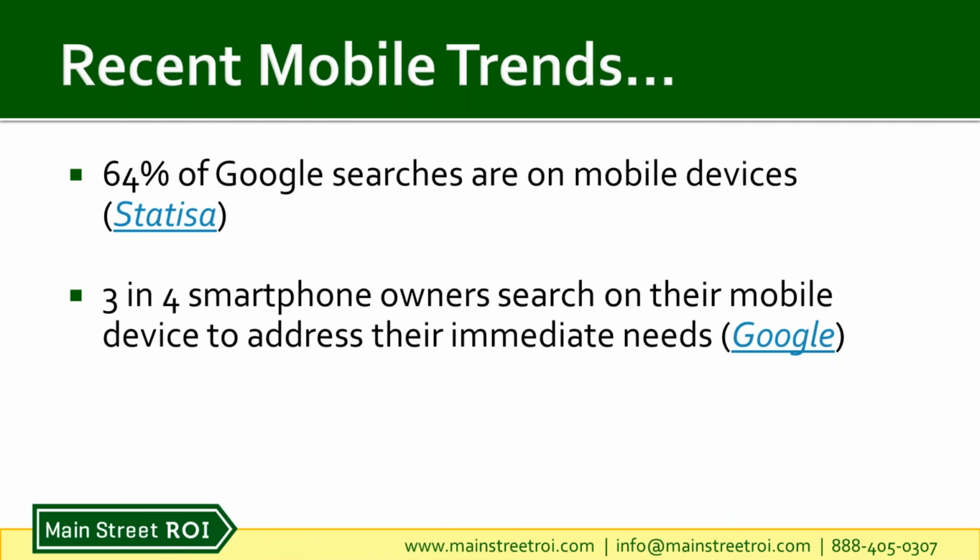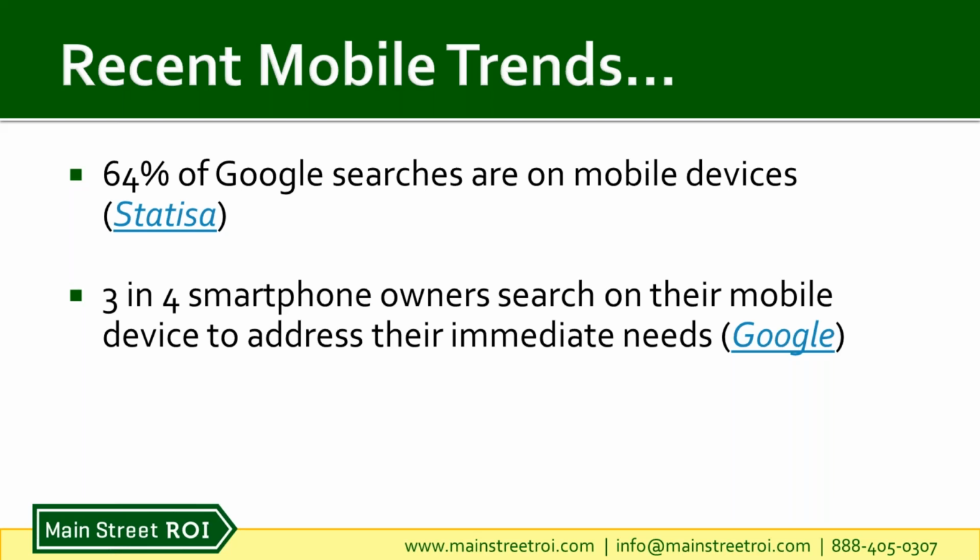Everyone has smartphones, and more people are now searching Google using their mobile phones. And what's interesting is 3 in 4 smartphone owners search on their mobile device to address their immediate needs. This intuitively makes sense. People are using their mobile devices to search when they want to answer questions quickly, solve a problem quickly, and really take action. That's the critical takeaway here.